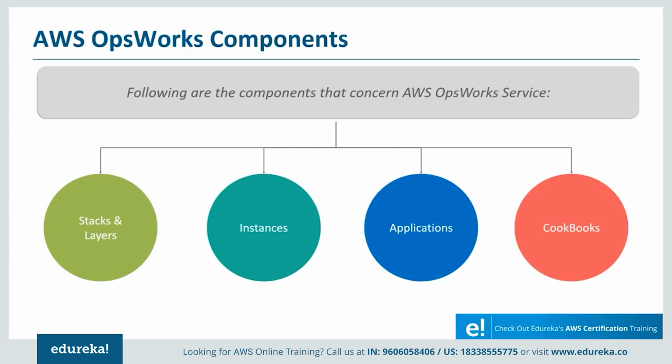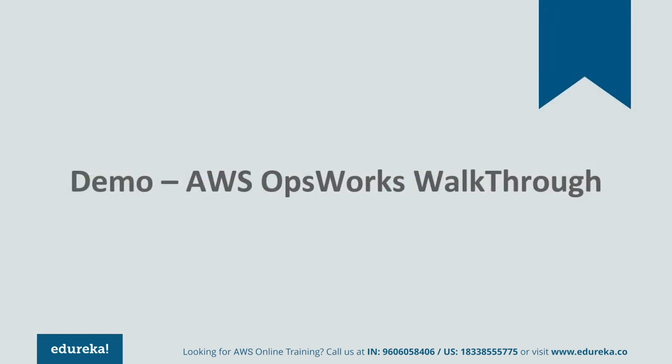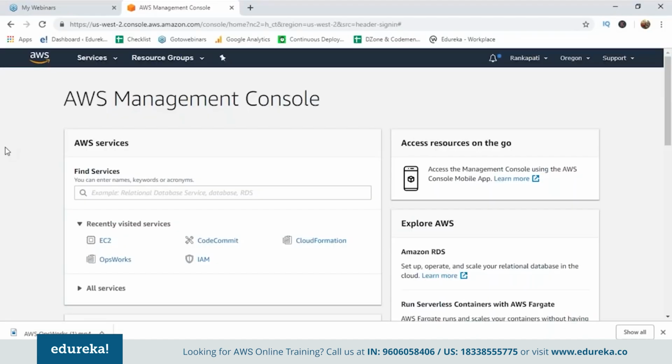So guys, we've talked about stacks and layers, instances, applications and cookbooks. Now let us switch into the console part and see what AWS OpsWorks has to offer to us. I've switched into the AWS console. This is where we would be getting a walkthrough of AWS OpsWorks.